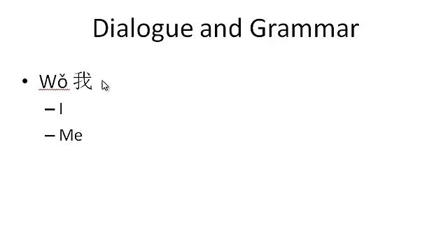Wo simply means I or me. In English, we have two separate words to express the first person. We have the subject pronoun here and the object pronoun here. In Chinese, 我 serves as both the subject pronoun and the object pronoun. So that's one less word for you to have to memorize.